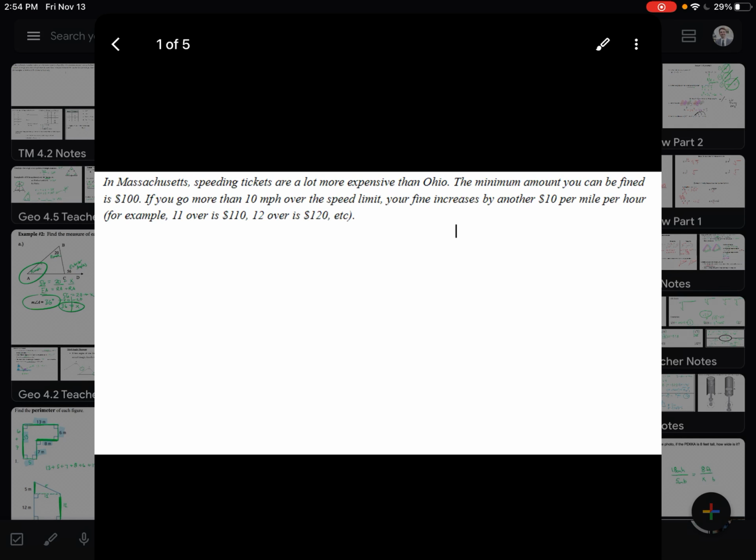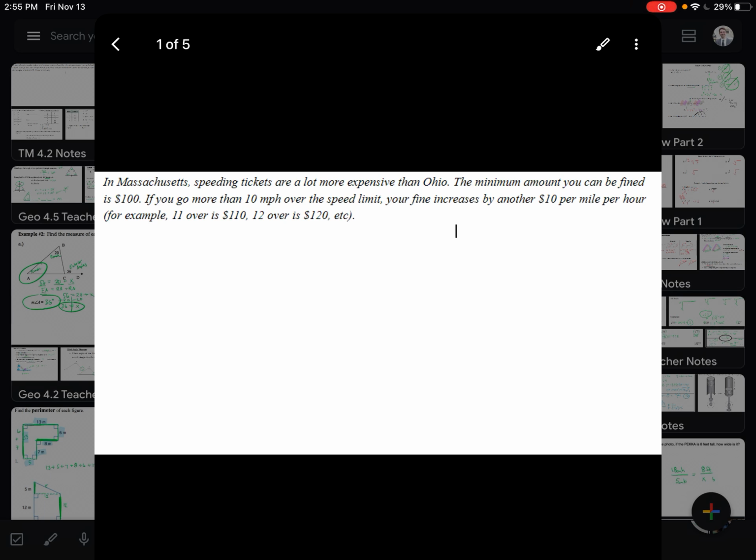Hi everyone and welcome. Today we're going to be looking at independent and dependent variables of functions as well as evaluating functions for specific values. So your goal after watching this video will be able to understand and identify independent and dependent variables and additionally to evaluate a function at a given point.